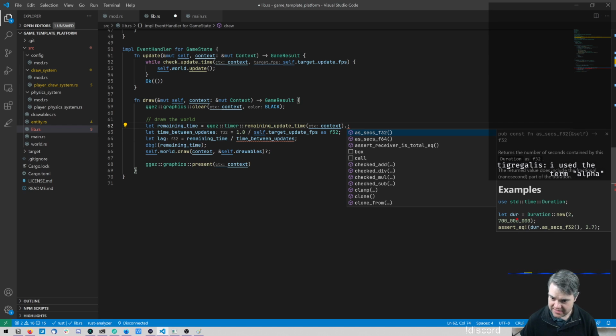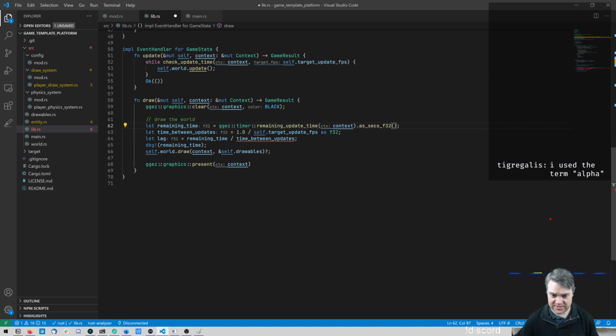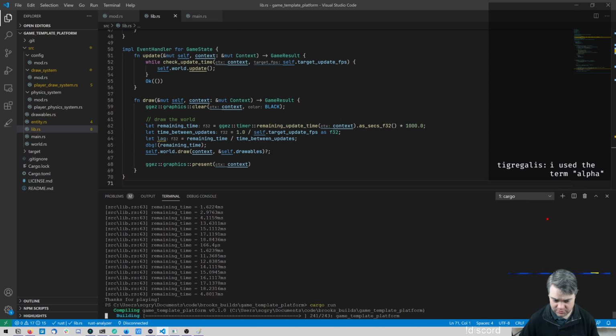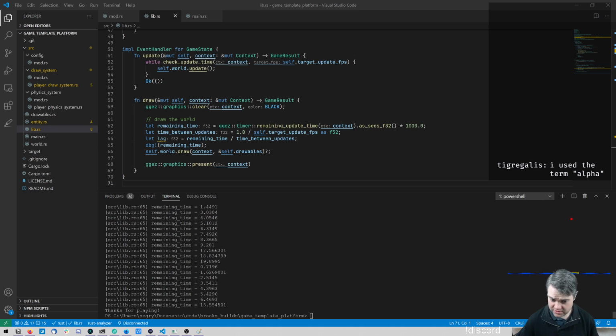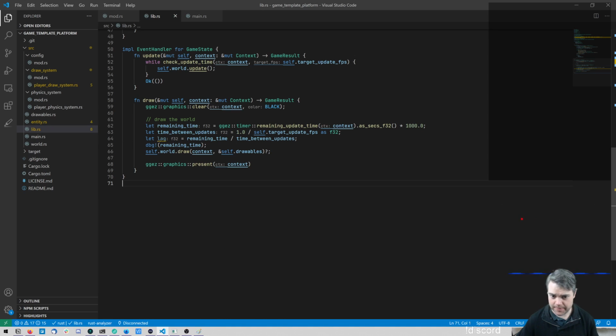So as secs F32, and that gives us seconds. Now, if we want to convert this to milliseconds, then we also need to multiply this by 1,000. And that should give us the right milliseconds here. Let's run this again and double check. That looks like about the same numbers. We still have milliseconds. So if we take these milliseconds and then we divide by the lag.